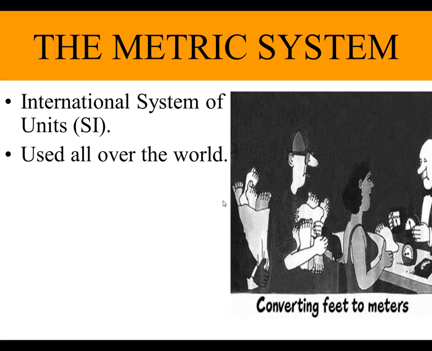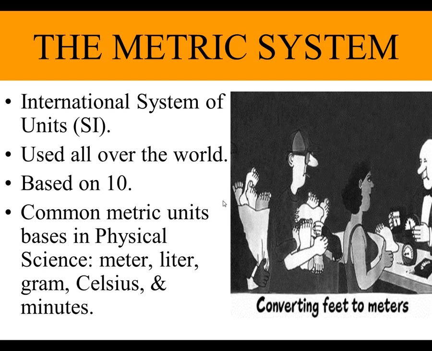So if we run an experiment here in the Downers Grove area, someone in Austria or Germany can reproduce the same lab, come up with the same numbers, and use something to compare to. So the system is based off of 10 or multiples of 10. So every time we go from one unit to the next, we're going up by multiples of 10. And the common metric bases in physical science are meters, liters, grams, Celsius, and minutes.